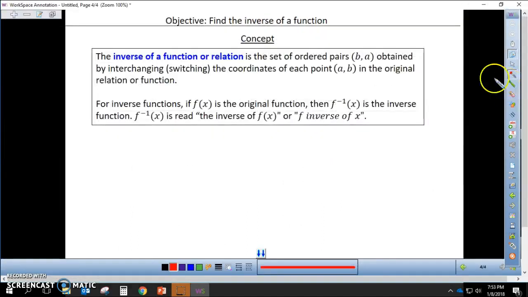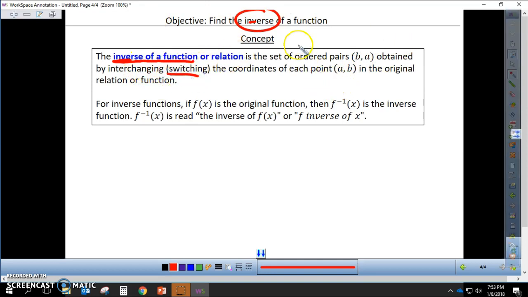Now we're going to talk about the inverse of a function, which is our main topic for this unit. The inverse of a function or a relation is the set of ordered pairs (b, a) obtained by interchanging, or just switching, the coordinates of each point (a, b) in the original relation or function.